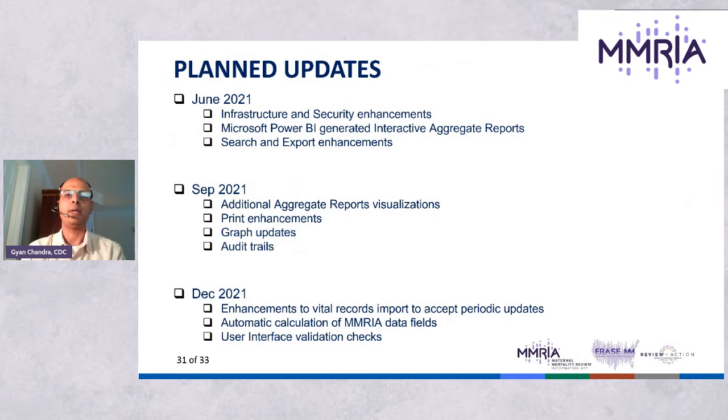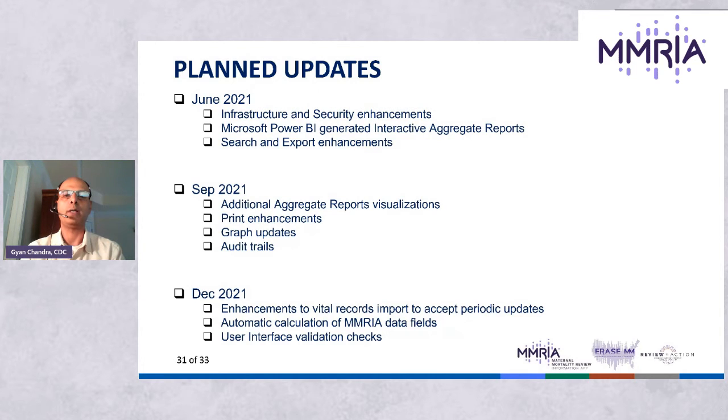In addition to maintenance releases, we have 3 upgrades planned for the remainder of the year. User interface enhancements will continue to be added in all 3 upgrades. As part of CDC IT modernization, MMRIA infrastructure is moving from Amazon Web Services or AWS to the Microsoft Secure Government IT Cloud in the Azure platform later this quarter. This includes servers, storage, and firewall software. Our engineers are working to make this transition as smooth as possible.